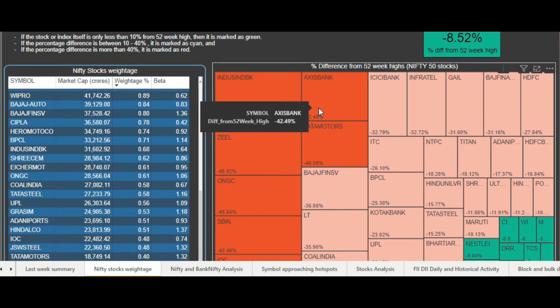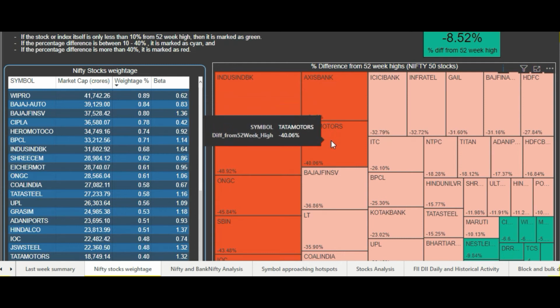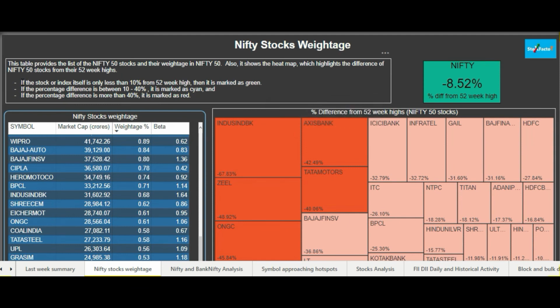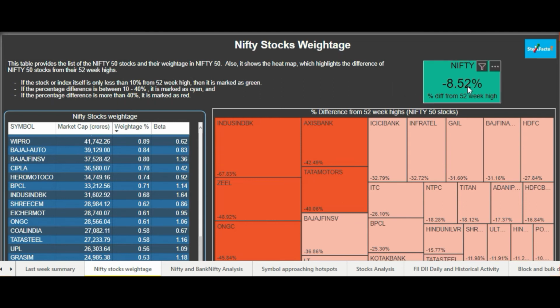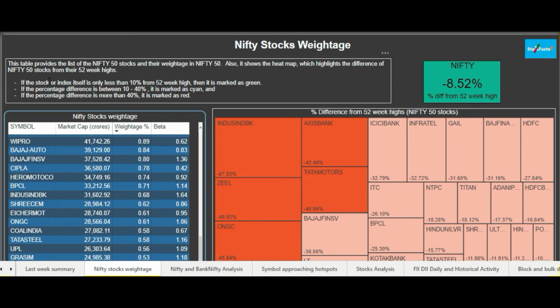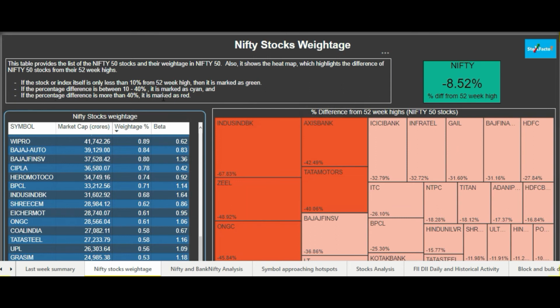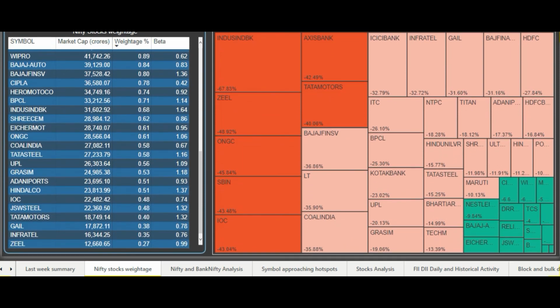Those are the stocks which are more than 40% below their 52-week high. If you see the text here, I have mentioned that if the stock or the index itself is less than 10% from the 52-week high, it is marked as green. If the percentage difference is between 10 and 40%, it is marked as cyan, this light color. If the percentage difference is more than 40%, it is marked as red. So you can see all the stocks which are still 40% lower than their recent 52-week highs.